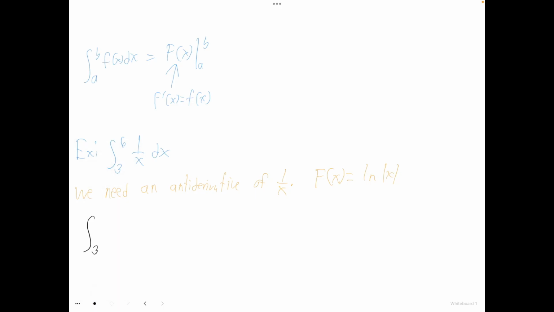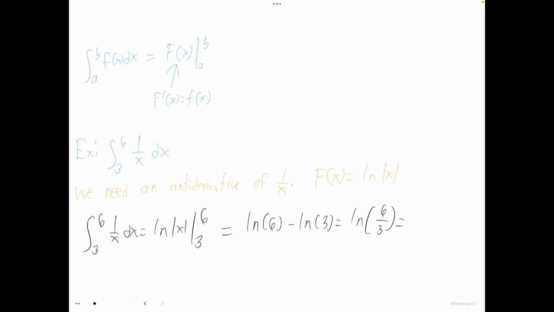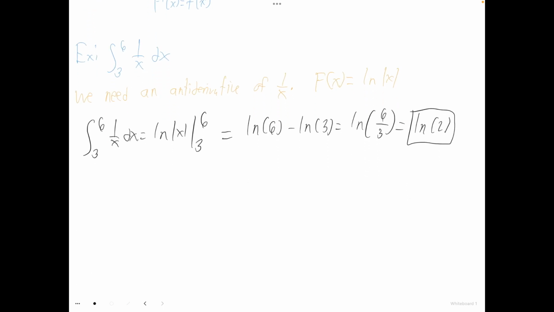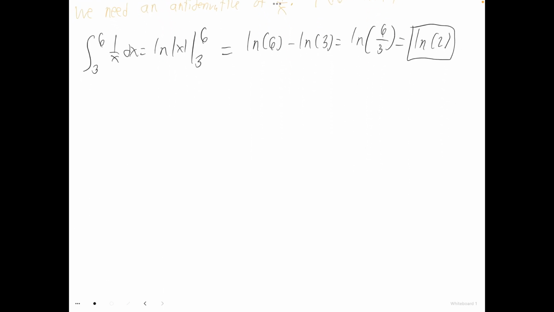And so the integral from 3 to 6 of 1 over x dx then is ln of the absolute value of x from 3 to 6. So that's how we'd write down that notation I mentioned a second ago. And then we just plug things in. So we have the natural log of 6 minus the natural log of 3, which equals the natural log of 6 divided by 3 using log properties, which is the natural log of 2. And so the integral from 3 to 6 of 1 over x is just natural log of 2. So we were able to compute that quite quickly.